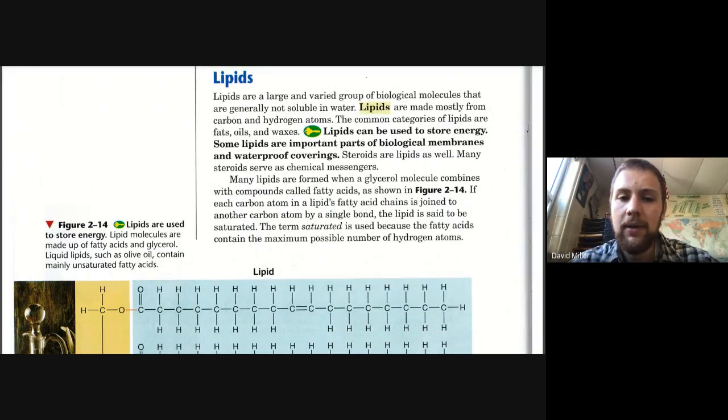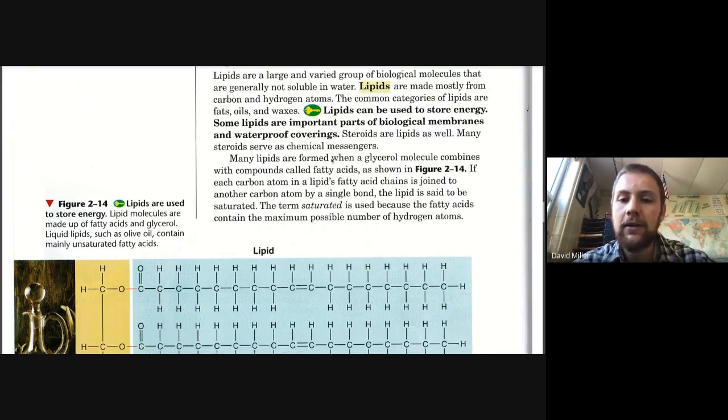Lipids. Lipids are a large and varied group of biological molecules that are generally not soluble in water. Lipids are made mostly from carbon and hydrogen atoms. The common categories of lipids are fats, oils, and waxes. Lipids can be used to store energy. Some lipids are important parts of biological membranes and waterproof coverings.